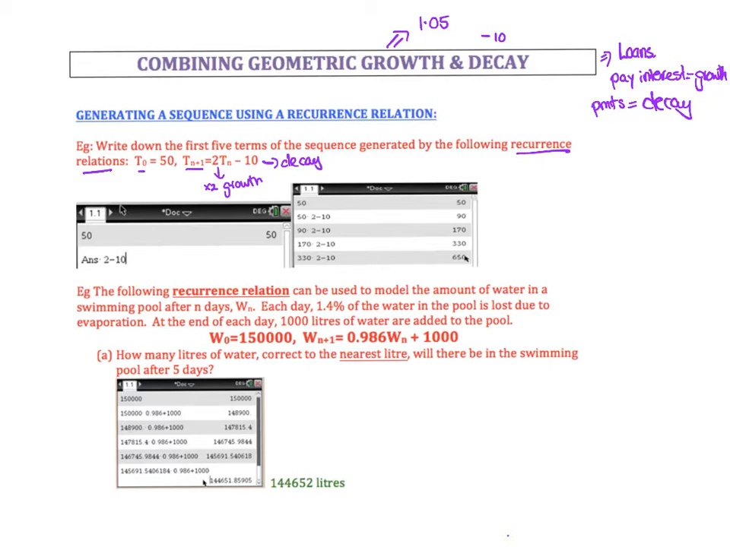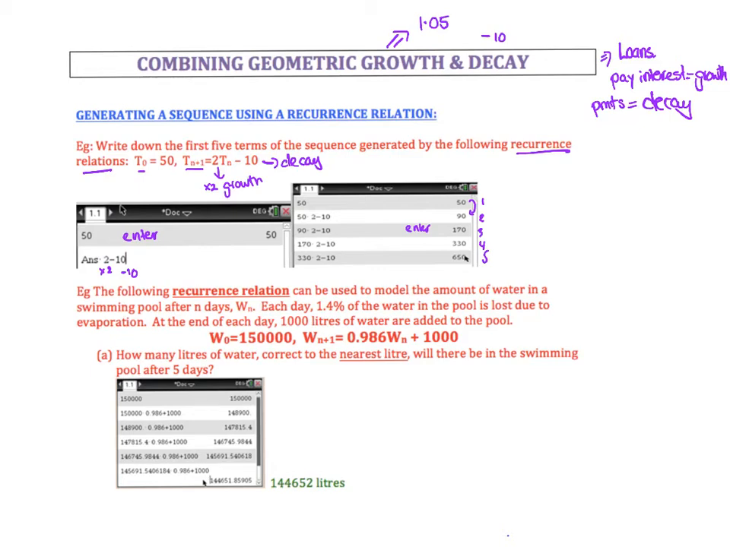So we put the first term in, T0 or whatever, click enter, and then if you press times 2, you should see the word answer come up, and then you do times 2 minus 10. So we should get 90, which we see here, and you keep pressing enter and so on. So there'd be 1, 2, 3, 4. There's the first 5 terms.